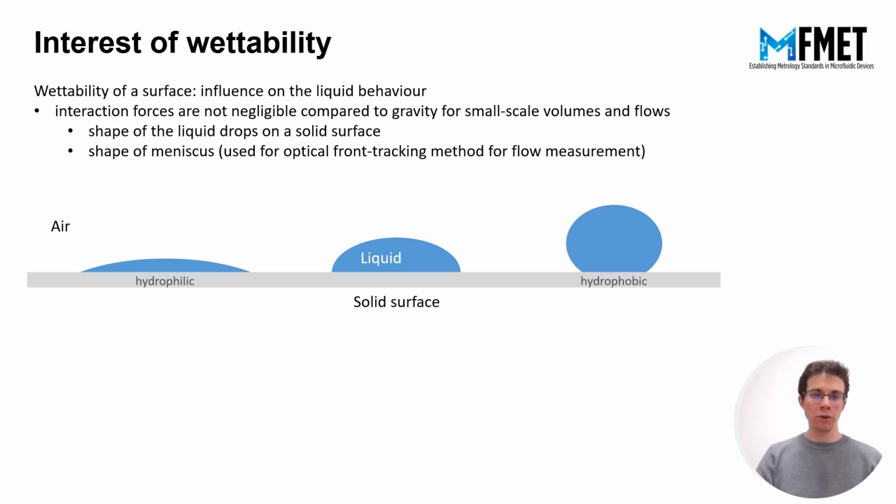In a closed capillary, wettability will also affect the shape of the meniscus at the interface between air and liquid, which may affect optical flow measurement techniques based on front tracking. In general, wettability has an influence on the resistance to flow and the pressure drop.